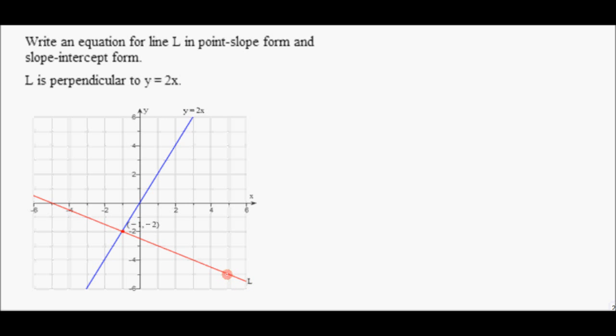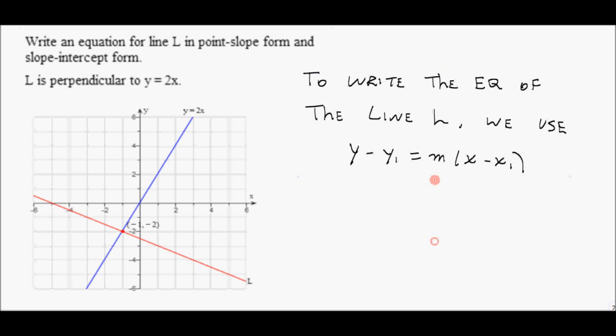Well, how do we do that? Well, we're going to turn to this guy: y minus y1 is equal to m times x minus x1. In fact, we want to turn to this guy anytime we're given some information about the line and asked to write the equation of it. In fact, this is the point-slope form, so that's the first answer they're going to ask us to give.